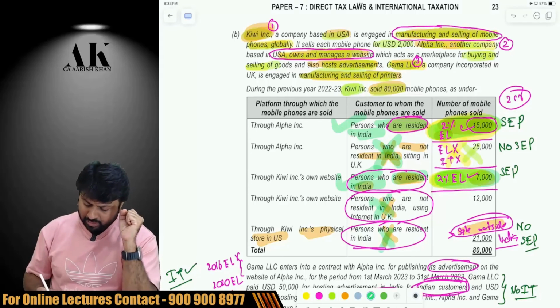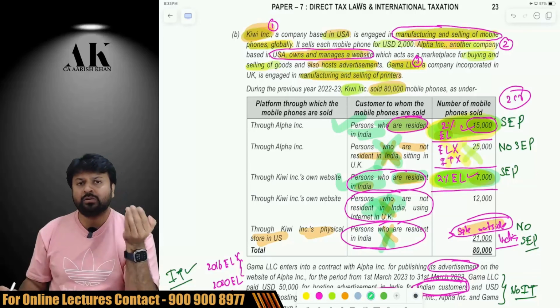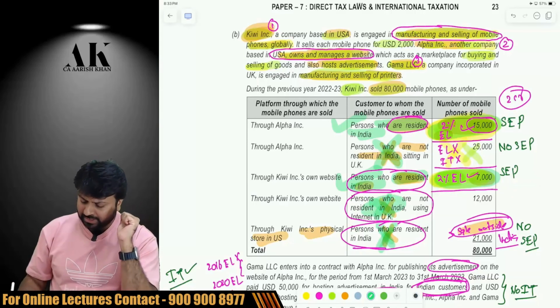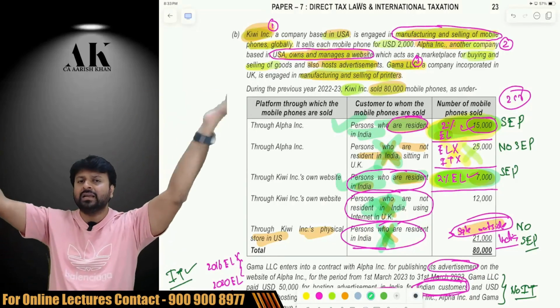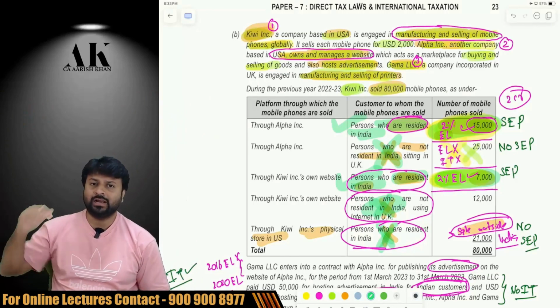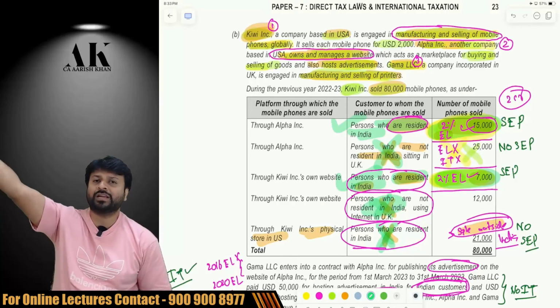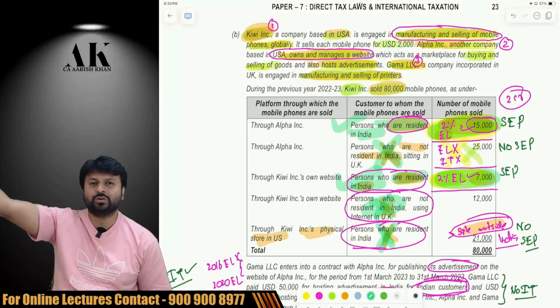In the fourth and fifth case, also not applicable because in the fourth case, you are entering into a transaction with a non-resident, and in the fifth case, you are entering into a transaction done outside India that has nothing to do with income accrued in India. That is just absolutely done at a physical store outside India. That is never going to accrue in India.